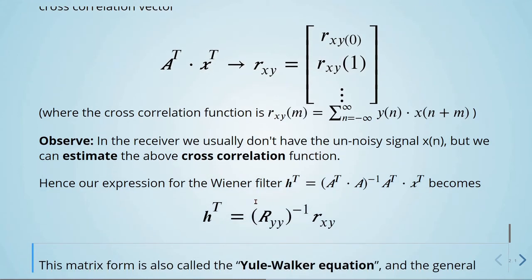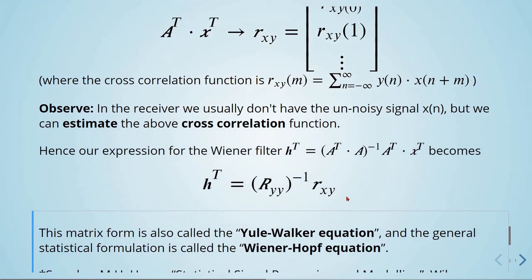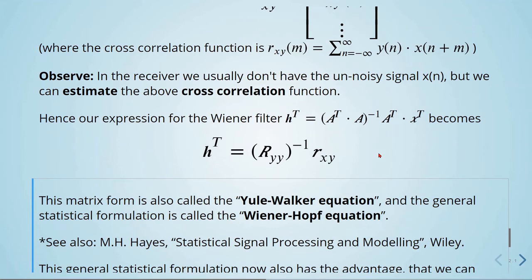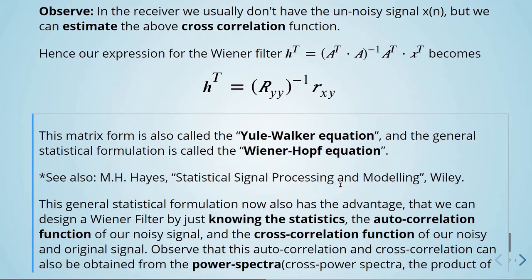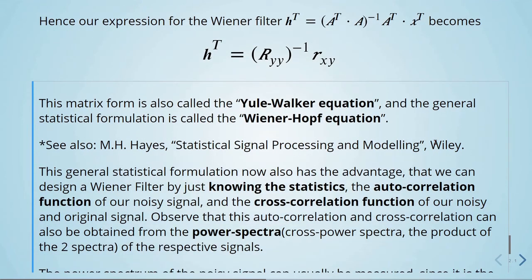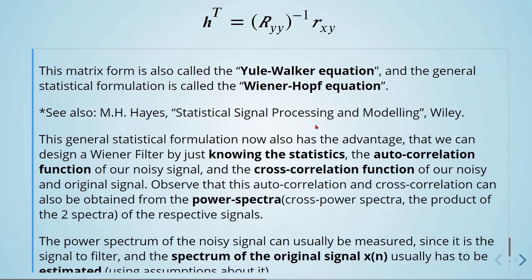So our expression for the Wiener filter h becomes R_YY inverse times small r_xy. This matrix form is also called the Wiener-Walker equation, and the general statistical formulation is called the Wiener-Hopf equation. You can learn more about the Wiener-Walker equation and the Wiener-Hopf equation in the book Statistical Signal Processing and Modeling.